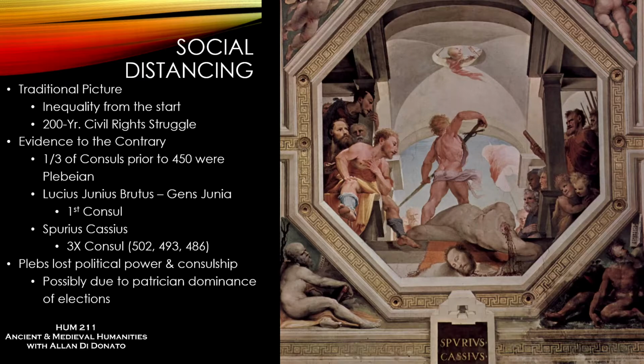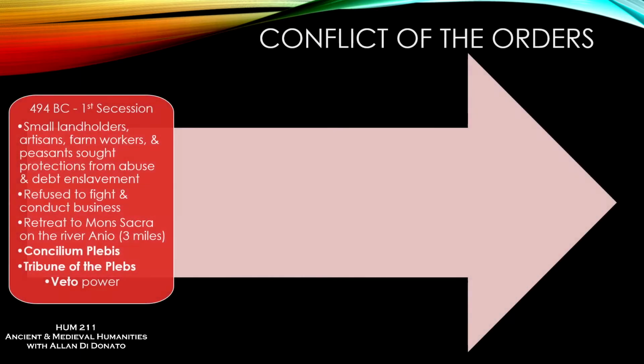And the plebeians eventually lost the power to hold consulship, etc. So what happens is we end up with what's called the conflict of the orders, the civil rights movement. And it begins really as a workers' strike. So look at it this way. Around 494, you've got what's called the first secession. Secession is when you break off from the state.